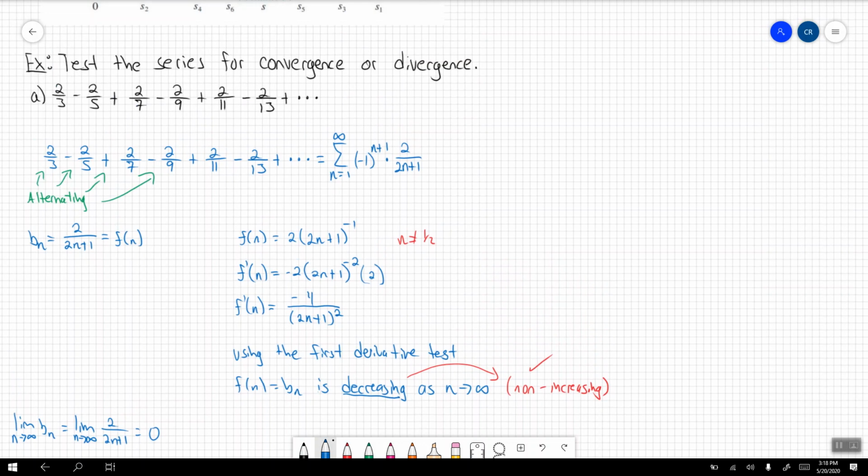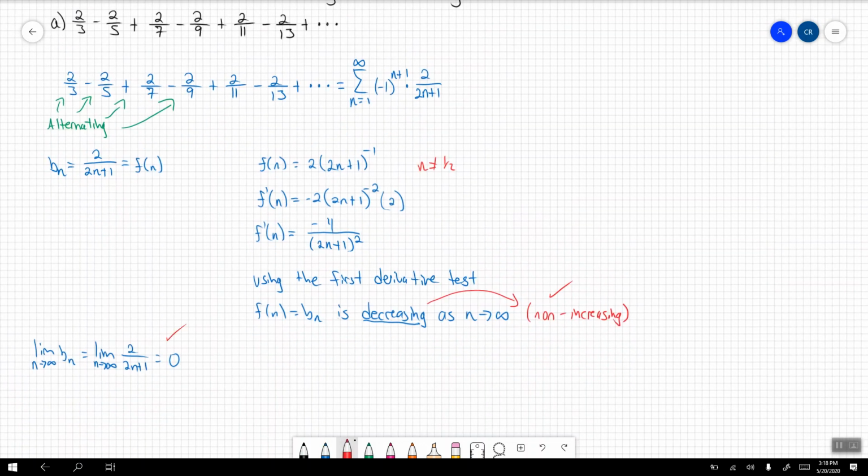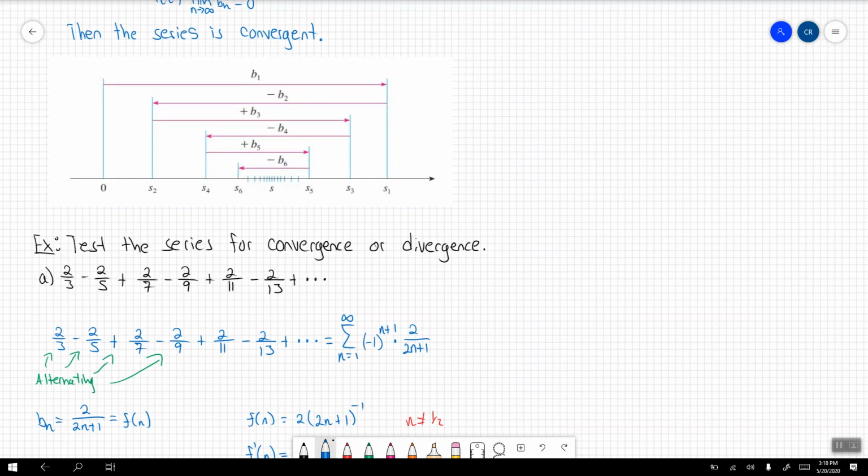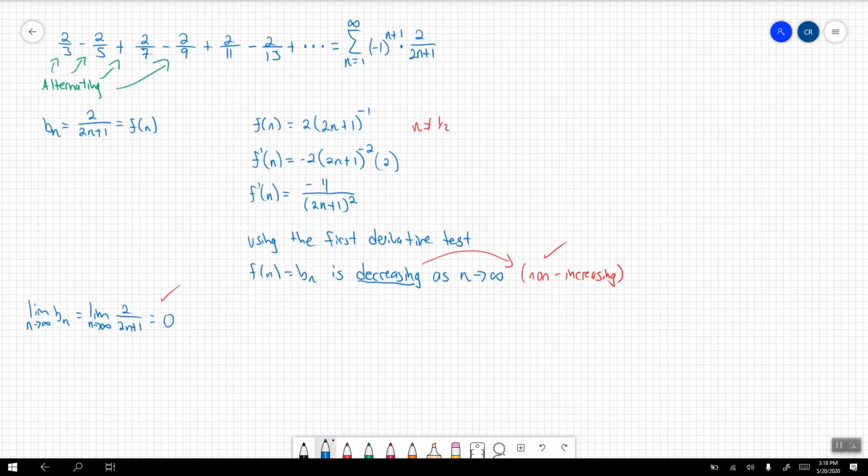So we actually met the 2 requirements. The 2 requirements for this alternating series test say that as long as we have our terms being non-increasing, and as long as the limit as n tends to infinity for the b sub n function is equal to 0, then the series is going to be convergent.